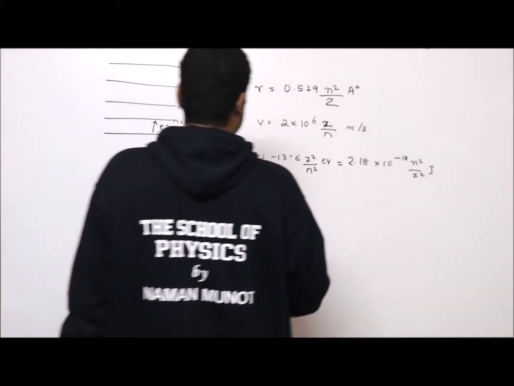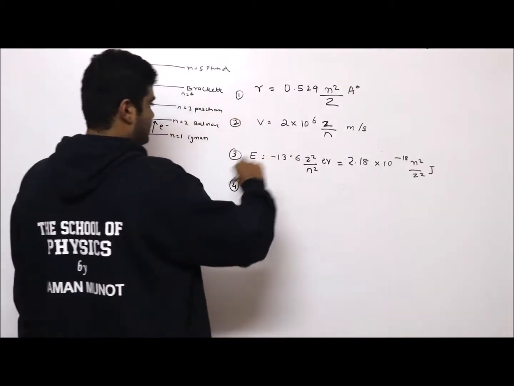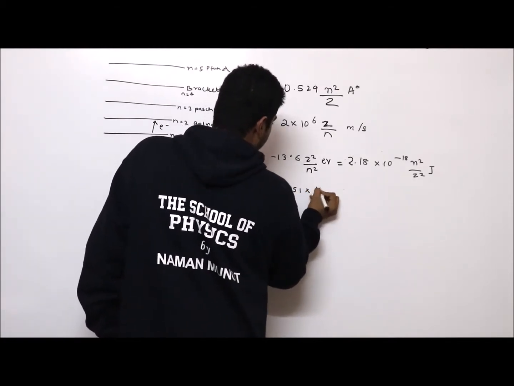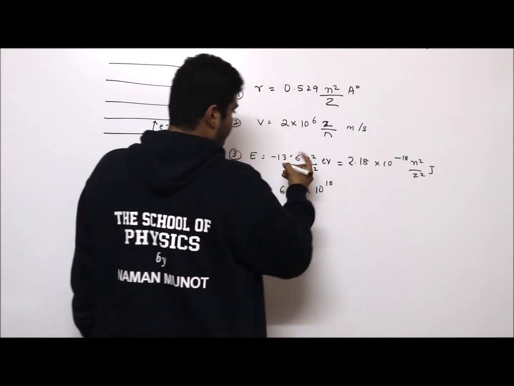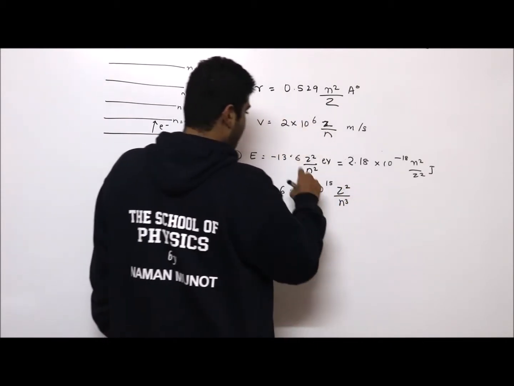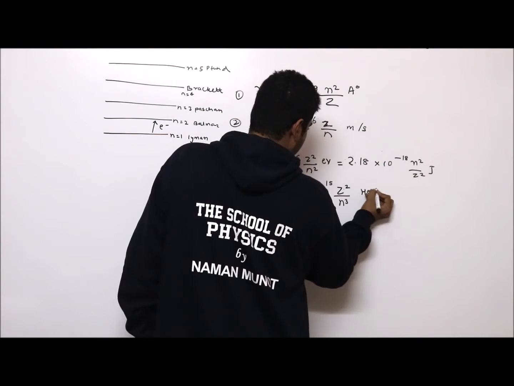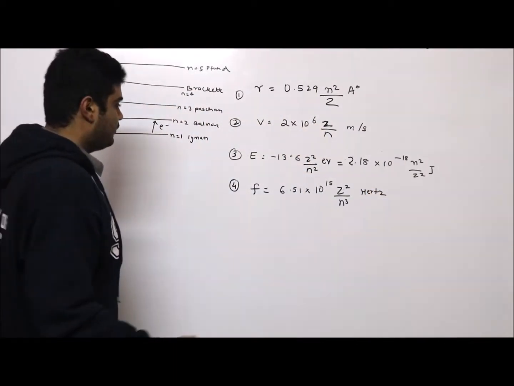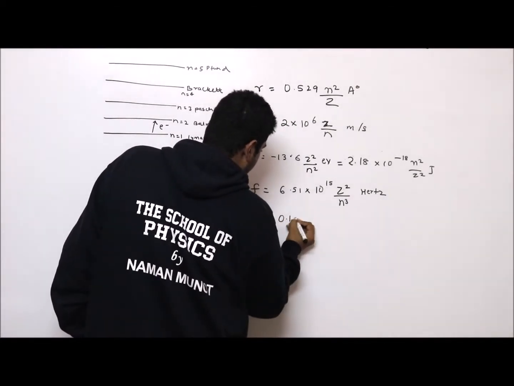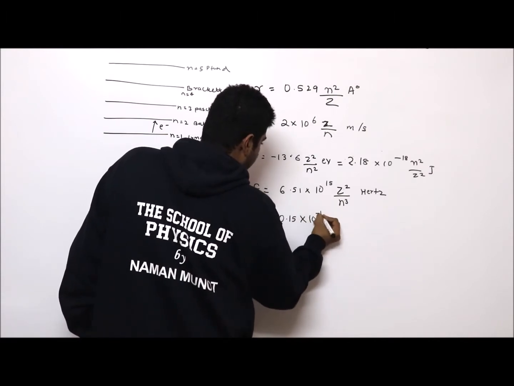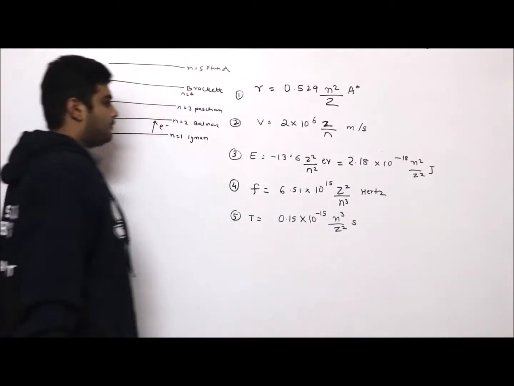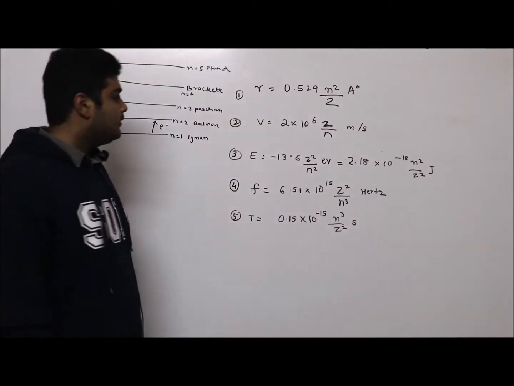The next thing that we are going to do is the 4th, frequency. Frequency is 6.51 into 10 to the power 15. We'll add an n over here: Z square by n cube hertz. Then the time period. For the time period, we take 1 by frequency, and that would be 0.15 into 10 to the power minus 15 n cube by Z square seconds. So these are the formulas you have to remember directly.